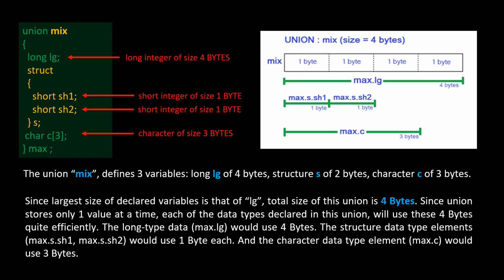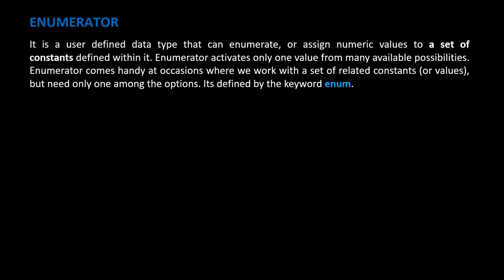Let's next move over to enumerators. It is a user-defined data type that can enumerate, or assign numeric values to a set of constants defined within it. Enumerator activates only one value from many available possibilities. Enumerator comes in handy on occasions where we work with a set of related constants, or values, but need only one among the different options. It's defined by the keyword enum.